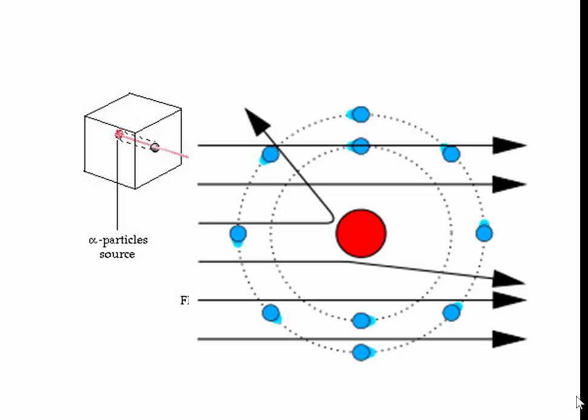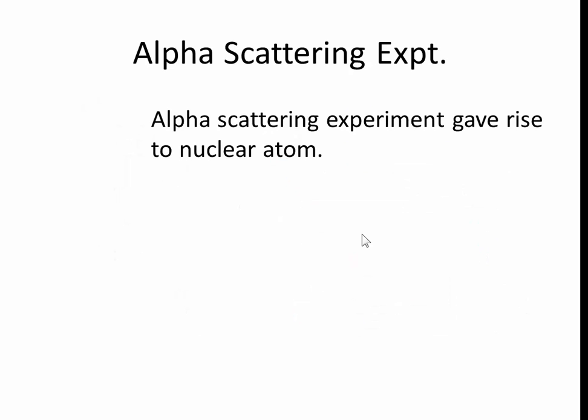This shouldn't have happened. And it happens basically because all the charge and all the mass is concentrated in these small centers called nuclei. And this is where we got the nuclear atom from. So this alpha scattering experiment gave rise to the nuclear atom, an atom with a nucleus.